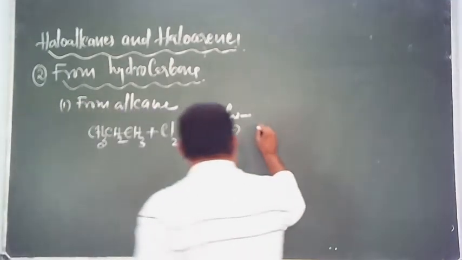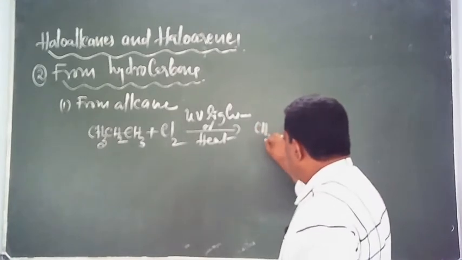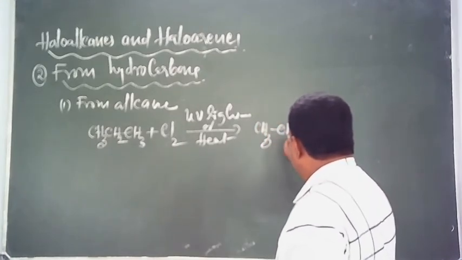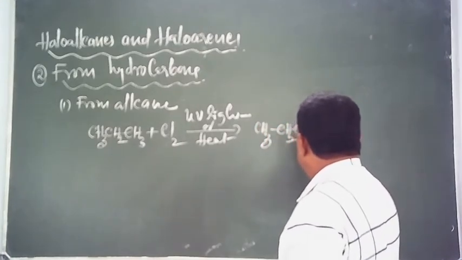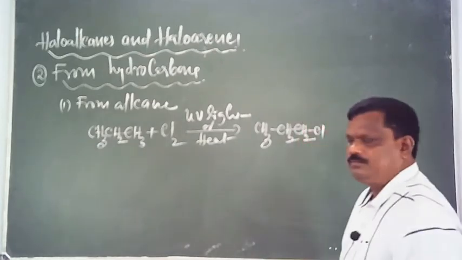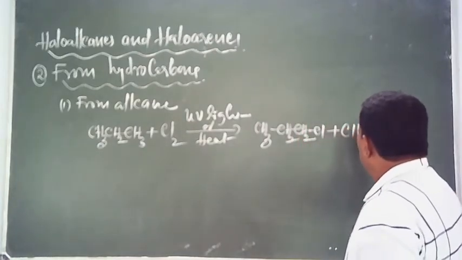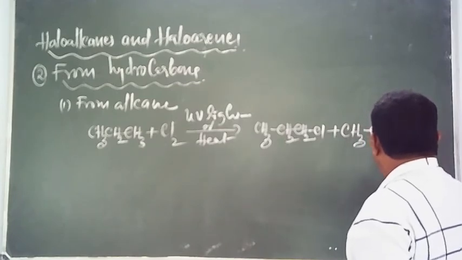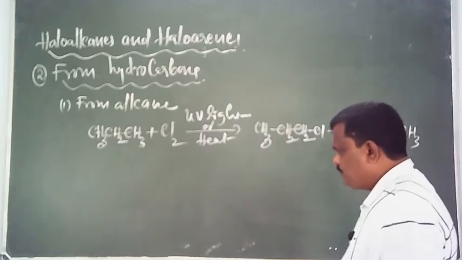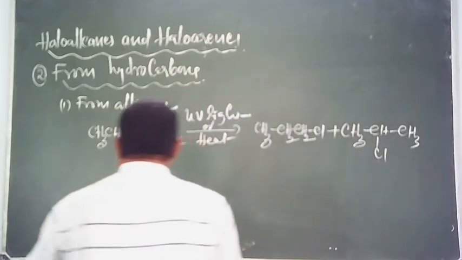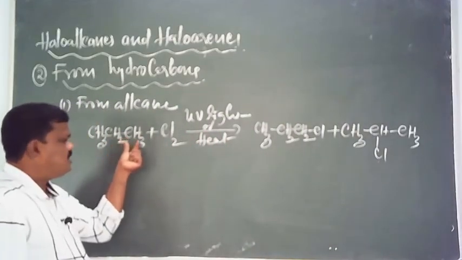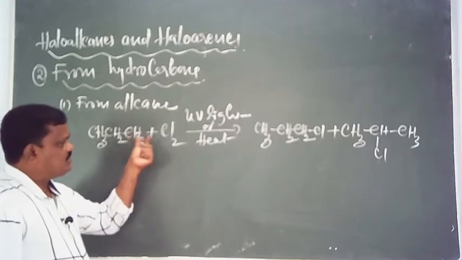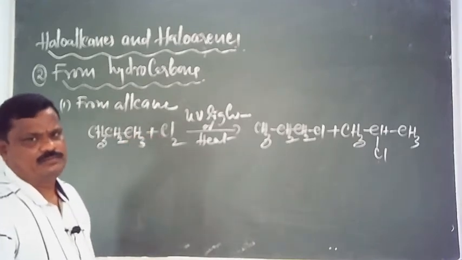Here we get CH3CH2CH2Cl, CH3CHClCH3. So here one hydrogen atom will be substituted by chlorine.